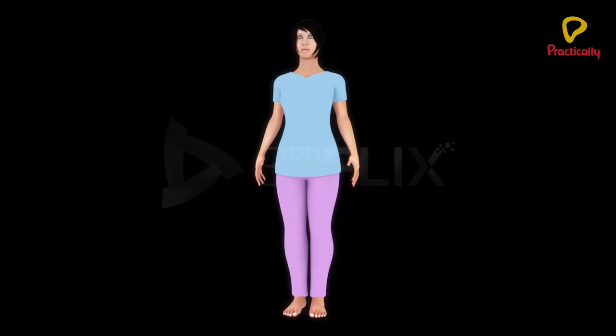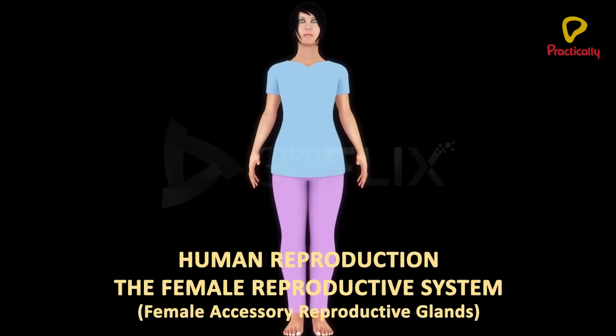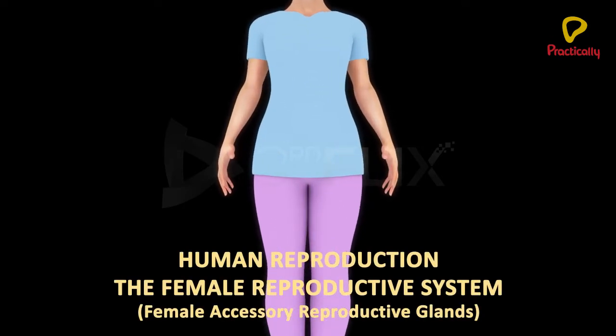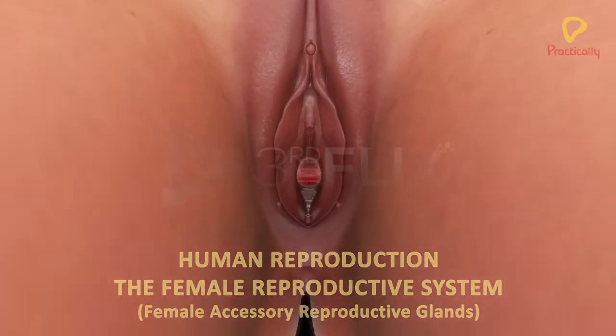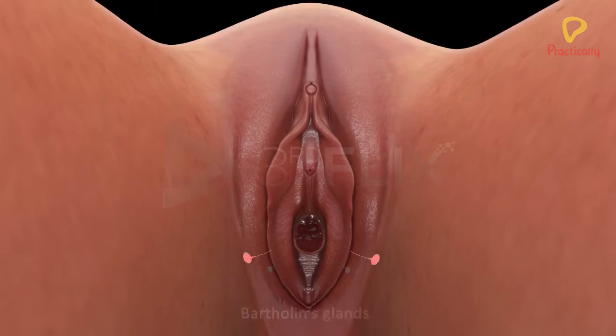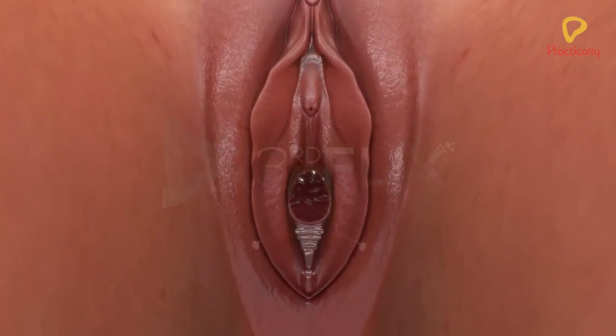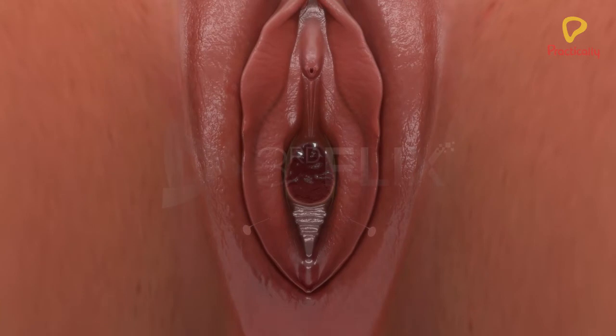Objective: to study about human reproduction, the female reproductive system, female accessory reproductive glands. They include the Bartholin's glands, Skene's glands. Bartholin's glands. They are also called greater vestibular glands.